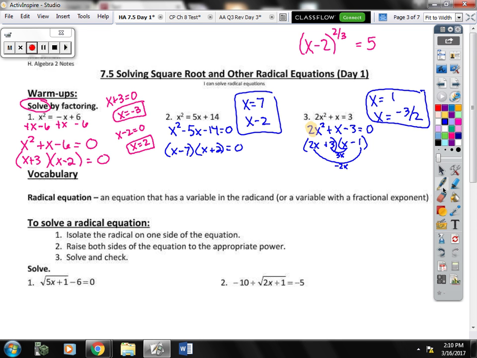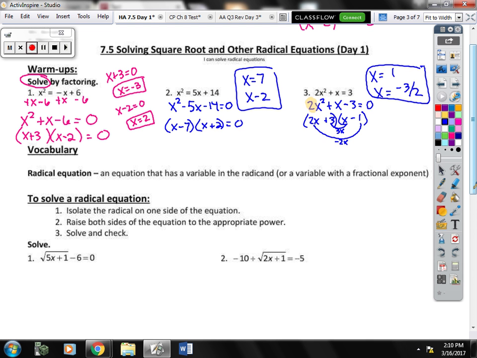So the vocabulary is actually typed out for us. A radical equation is an equation that has a variable and a radical. Which, if you remember, the radical means the variable is under the radical. So the variable has to be under a square root or a cube root. So for example, 5 equals 2 plus the square root of 3x. That would be a radical equation because the variable x is under the radical. If x is out here, it's not under the radical.